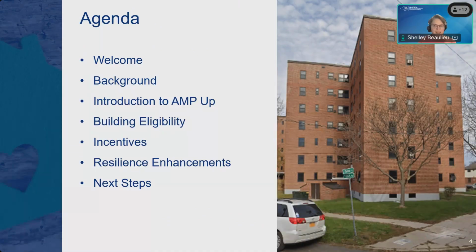The agenda for today, we're going to start off with the welcome. That's what I'm doing right now. Then we're going to go over the background, what set the stage for AMP Up, where it came from, and some other information. Then we'll move to an introduction to AMP Up. We'll talk about building eligibility and incentives for the projects that go through AMP Up. We're really excited to announce the resilience enhancements that are new to NYSERDA through this AMP Up program. And then we'll close out with next steps, including how to apply to the program.